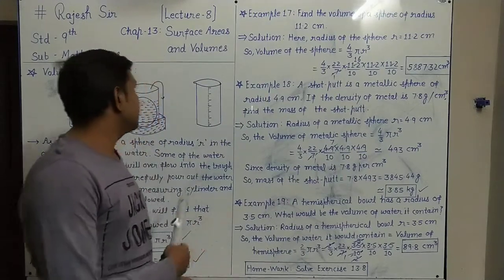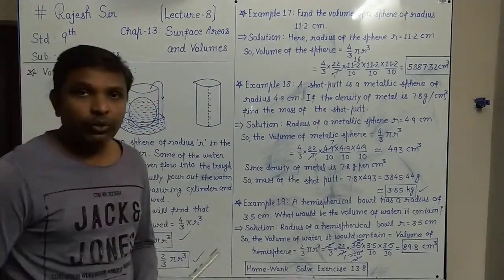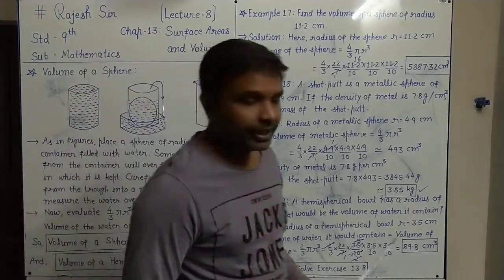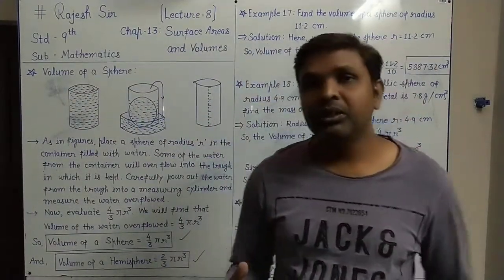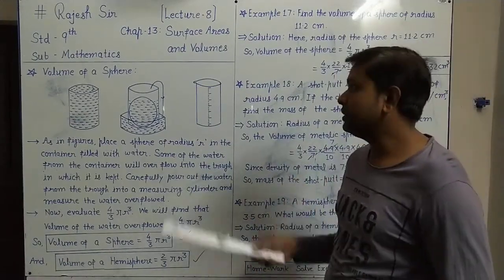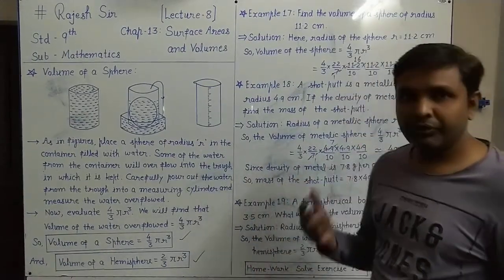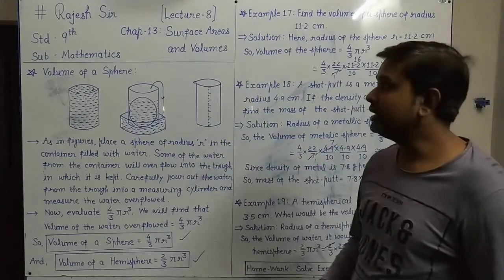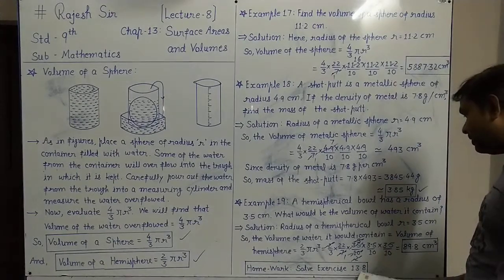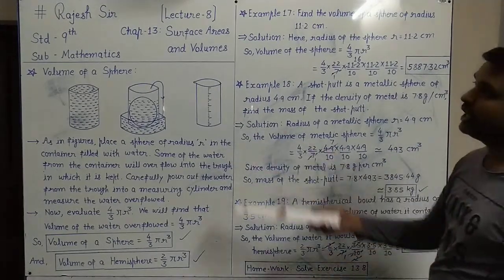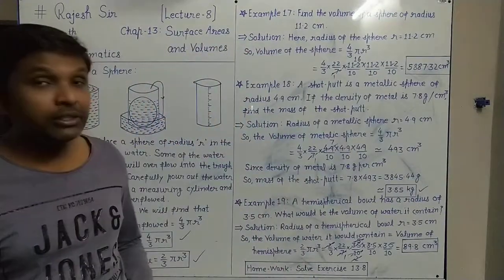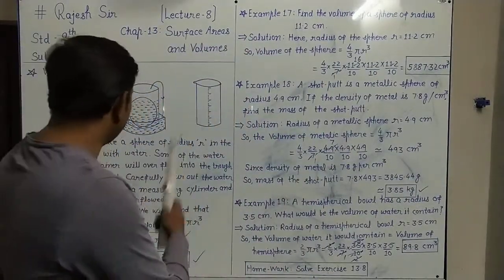After understanding this also, the chapter is over. All the types of shapes, 4 types actually: cuboid and cube, cylinder, cone and sphere, their surface areas and volumes we have seen in this whole chapter. And this is the last exercise, 13.8, in which we have all the questions related to the volume of sphere and hemisphere, that we have understood in this lecture.